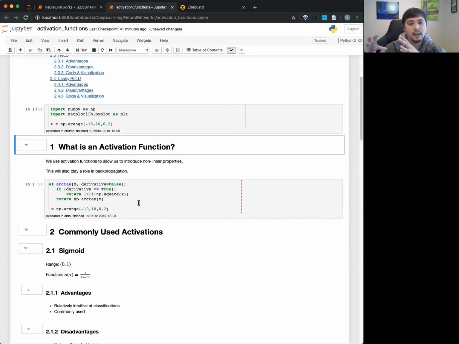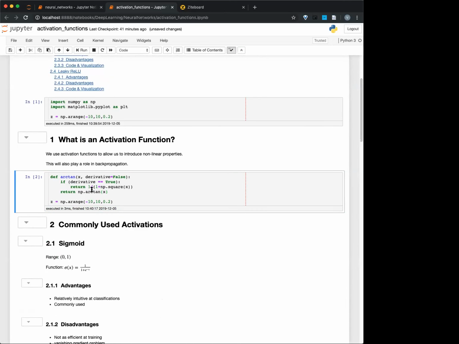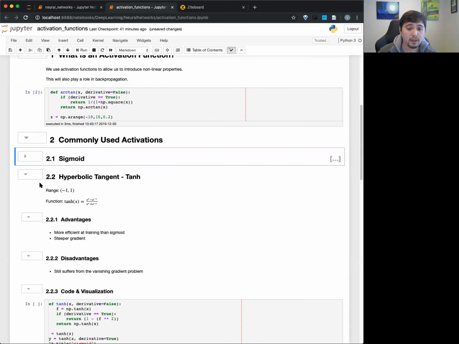Basically, the idea is it's going to take some number. For example, if you have like 10 million, you don't want to have 10 million all the way through. We'll usually shrink that down in some way. And there's a few ways we can do this. The first one that we're going to use is something called sigmoid.